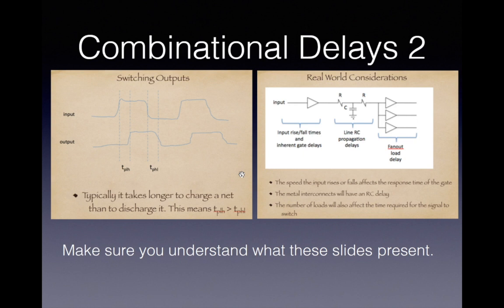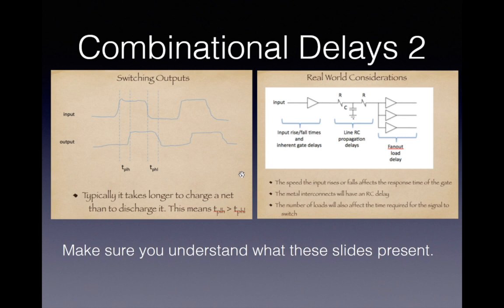If you look at a scope, and I admit readily this is not a scope, this is just me sketching on a presentation, but it would look something like this. When the inputs switch from low to high, there's a certain propagation delay, then the output switches. Same thing, the input switches from high to low, a certain delay, then the output switches low.